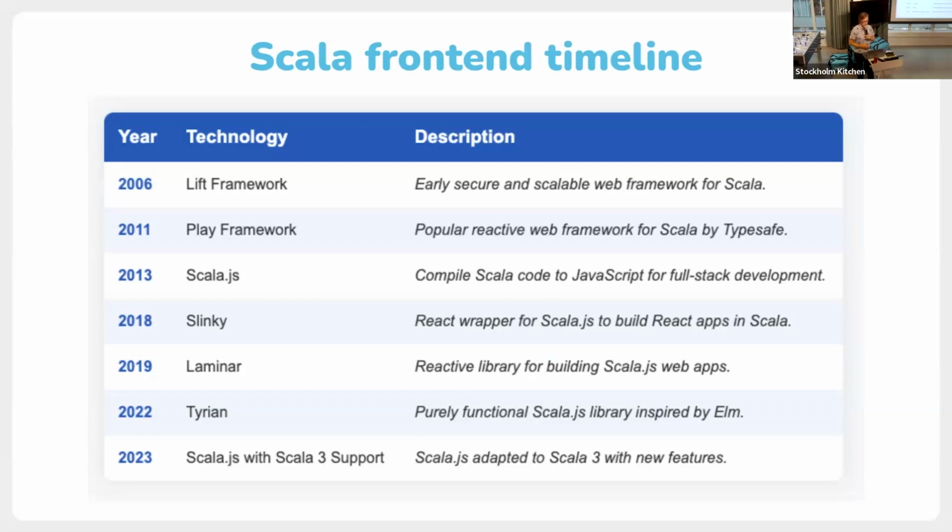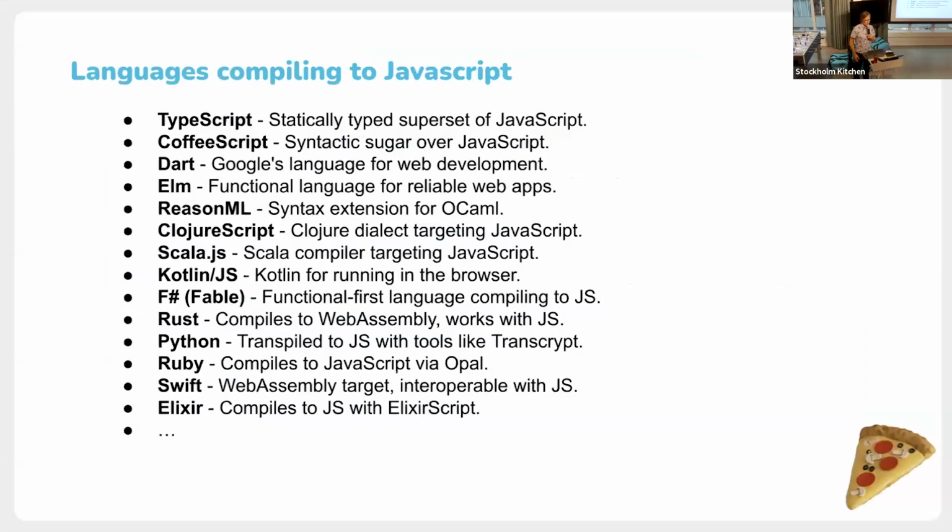Then the Scala compiler was rewritten from Scala 2 to Scala 3, just from scratch. So at that time, Scala.js could have a new story as well. And we'll see that in a moment.